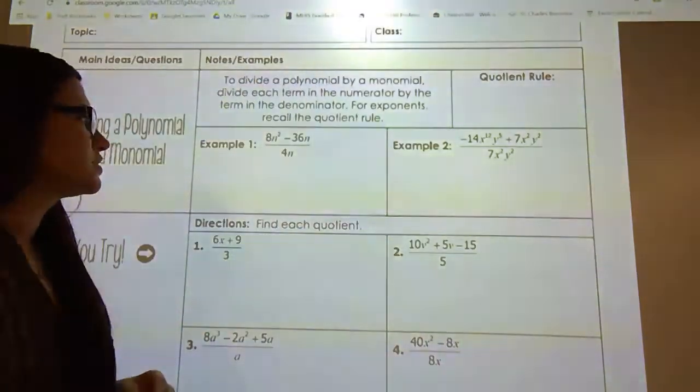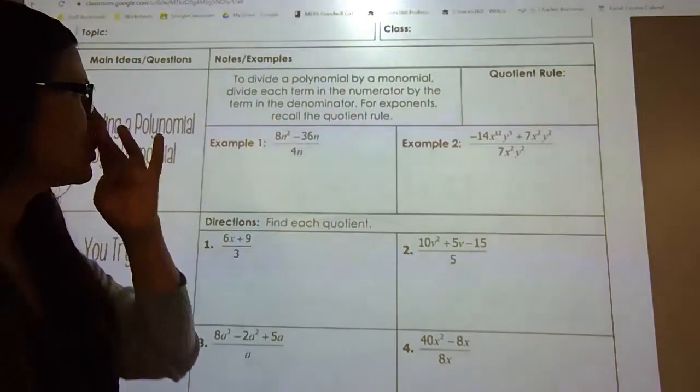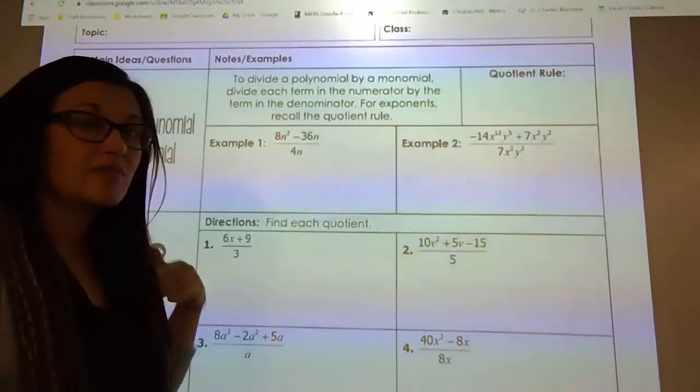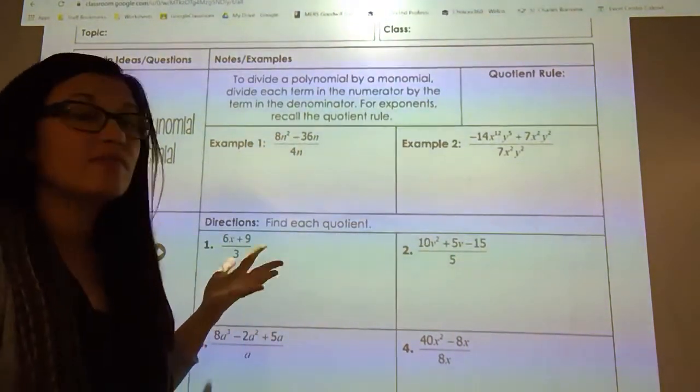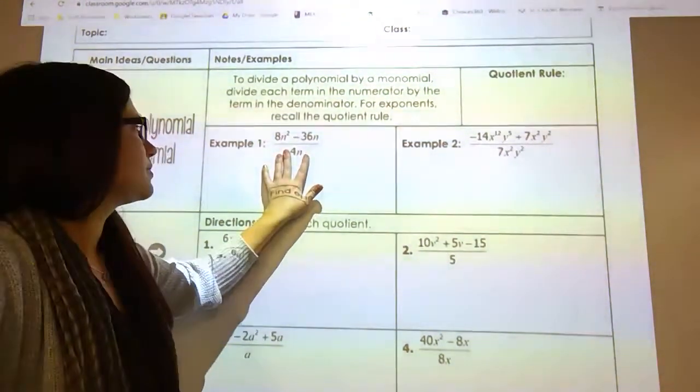Okay, so let's discuss, or continue to discuss, our topic of dividing polynomials. But this time, we're not just going to have a monomial on top, we're going to have a binomial or a trinomial, which can have multiple terms on top. Now, we will still continue to have a single term on the bottom.